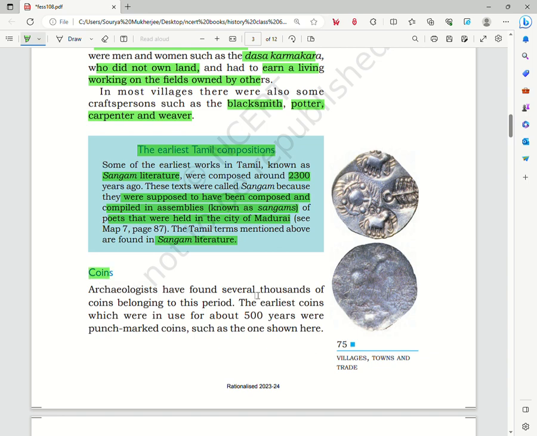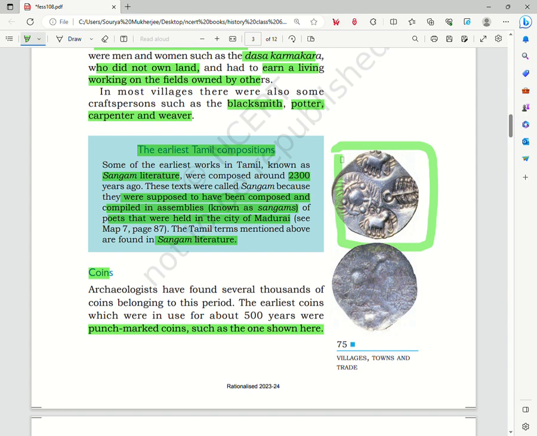Coins. Archaeologists have found several thousands of coins belonging to this period. The earliest coins, which were in use for about 500 years, were punch mark coins. So we see the one shown here. If we look at the picture on the right, these are the punch mark coins. After a sheet of metal has been cut into the shape that is required, you see a round shape over here, and then it is stamped by a stamp or a punch mark. The mark usually contains a symbol of gods or goddesses, or a symbol of royalty, or the symbol of the kingdom that issued the coins.